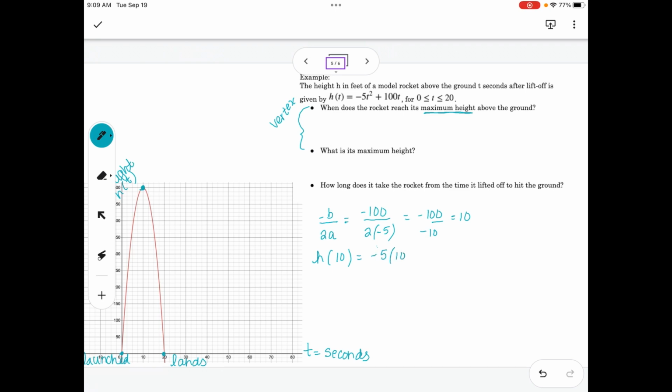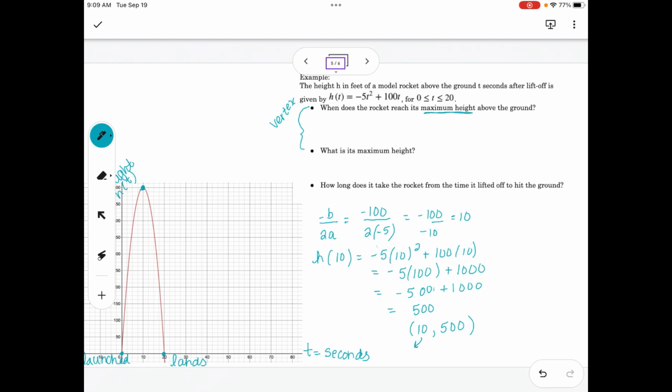So -5 times 10 squared plus 100 times 10. Let's see here, -5 times 100 plus 1,000. You probably can do most of this in your head. -500, oops, one too many zeros, plus 1,000. So 500. So 10, 500 is the vertex.